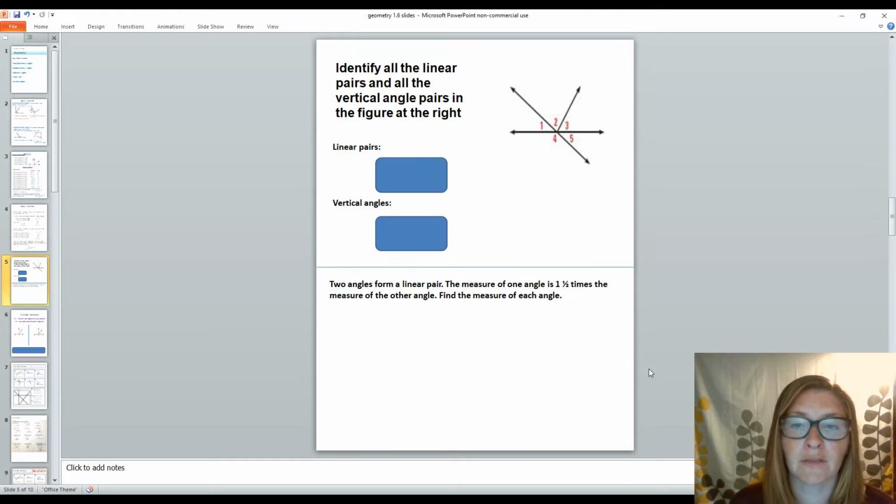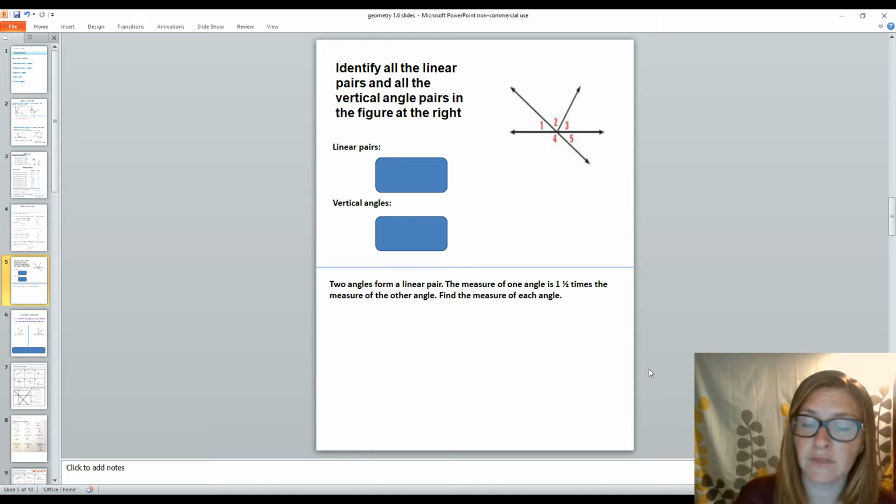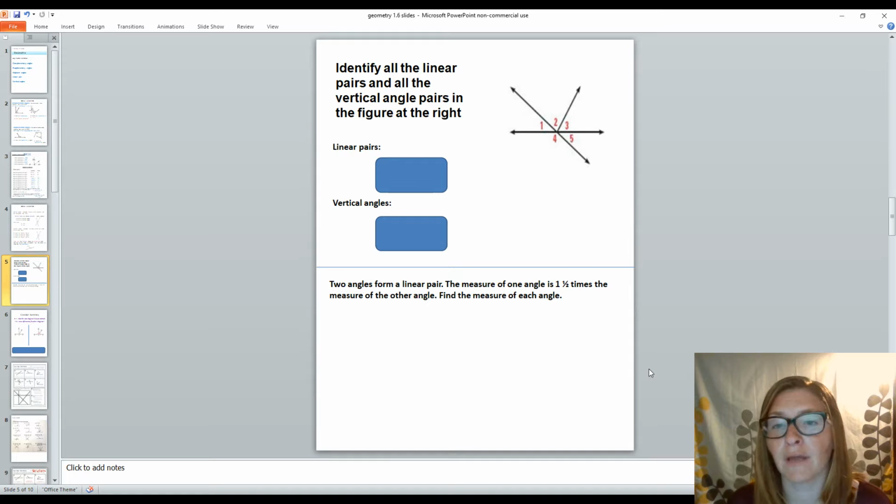All right, so in this slide, it says identify all the linear pairs and all the vertical angles in this figure at the right. All right, so let's start off with linear pairs. We want to find two angles that create 180 degrees and they are next to each other. So what two angles will do that?